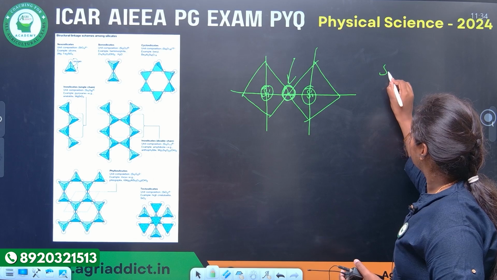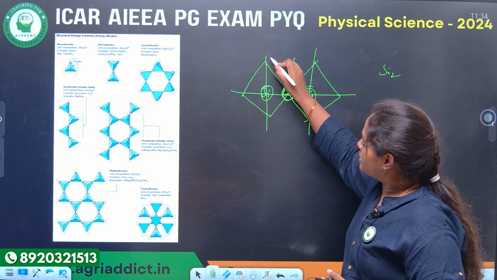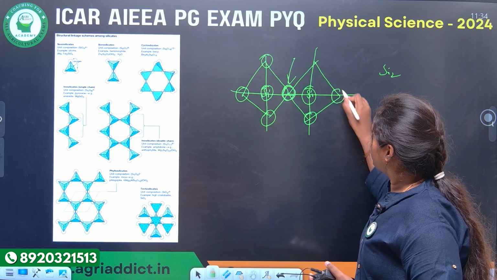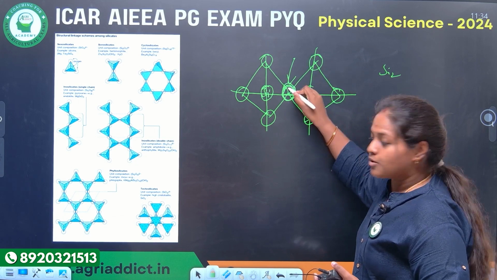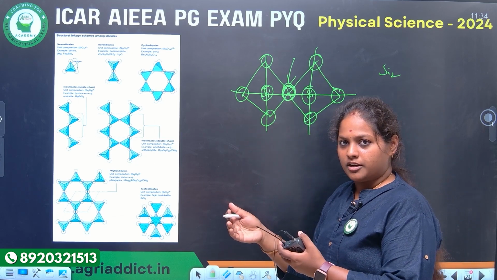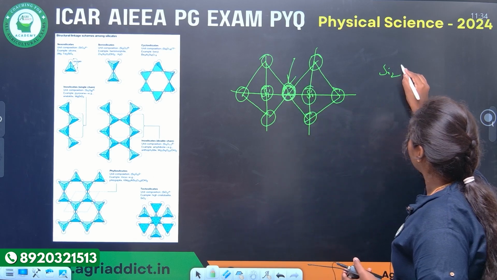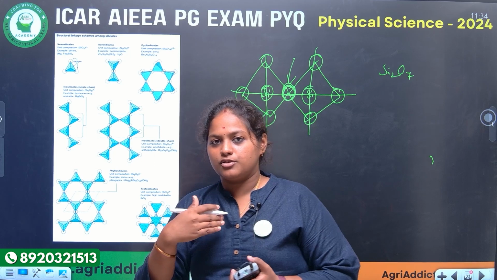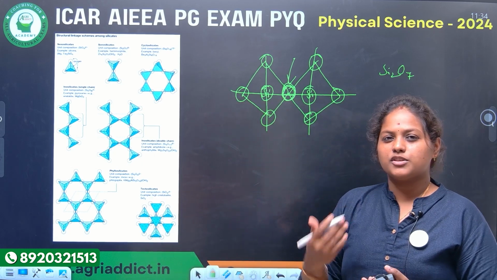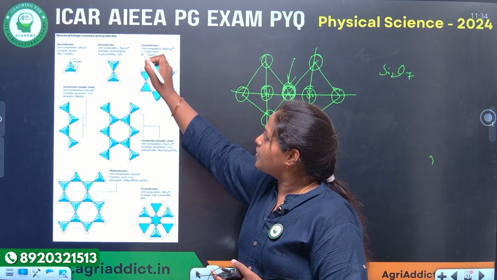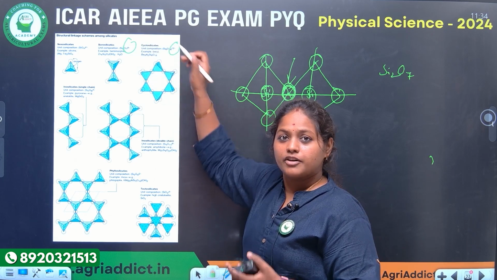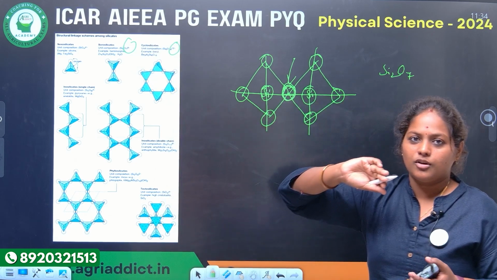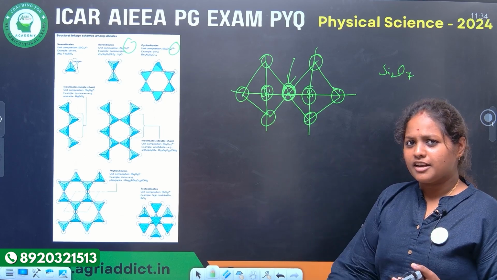So, Si2. Coming to oxygens, 1, 2, 3, 4, 5, 6, and there is only one oxygen shared between 2 tetrahedra. So, total 7 oxygens. Now, how to write the charge? Many students memorize the unit composition of different phyllosilicates, and here also there are different charges for the whole compound. If you memorize that also, you might forget it in the exam or get confused.